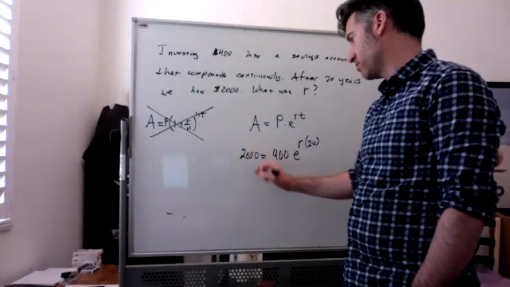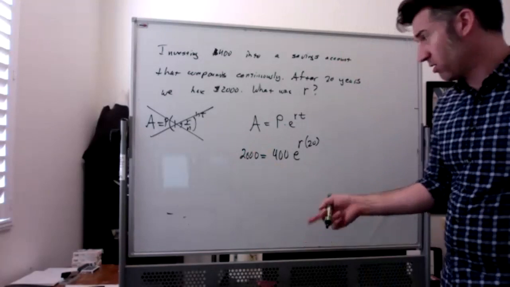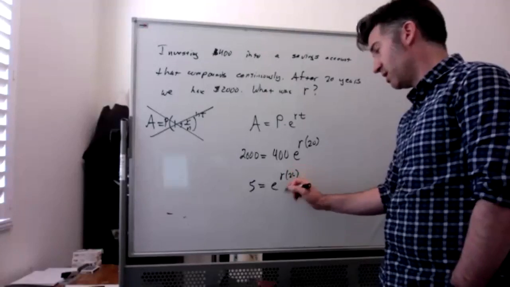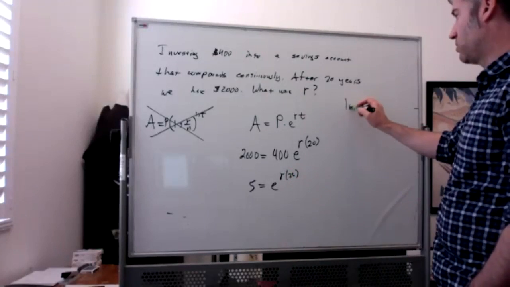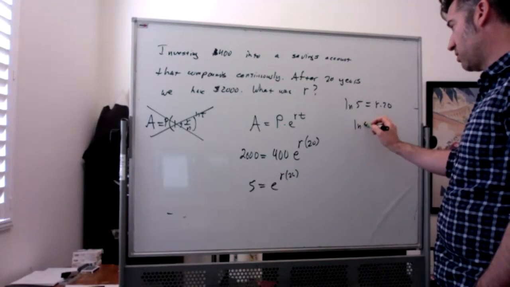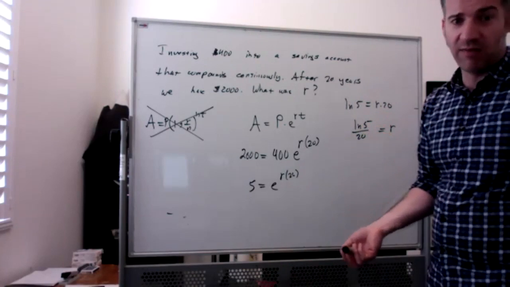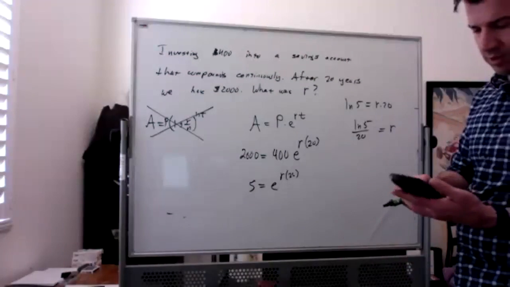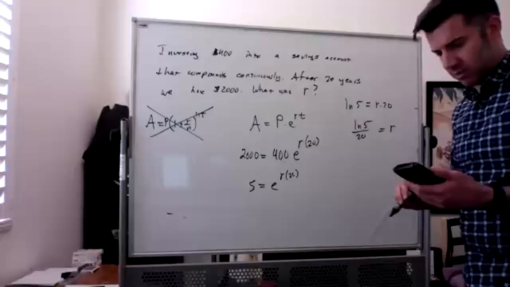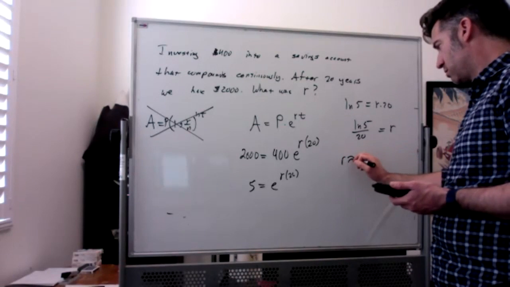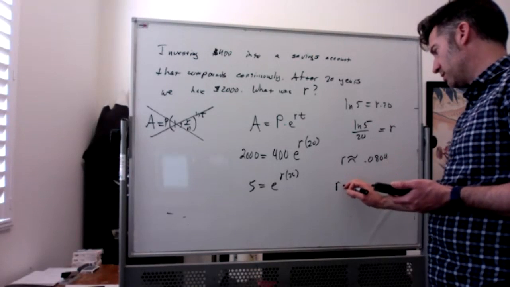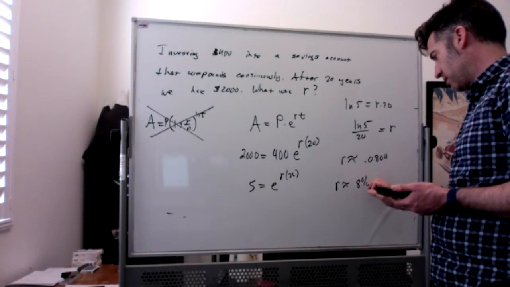All right, we can solve this equation for r. Divide both sides by 400. So 5 equals e to the r times 20. Take the natural log of both sides. The natural log of 5 equals r times 20. And so r is going to be the natural log of 5 divided by 20. And if you wanted a decimal approximation, the natural log of 5 divided by 20 is about 0.0804. So r is about 8%. That's our interest rate.